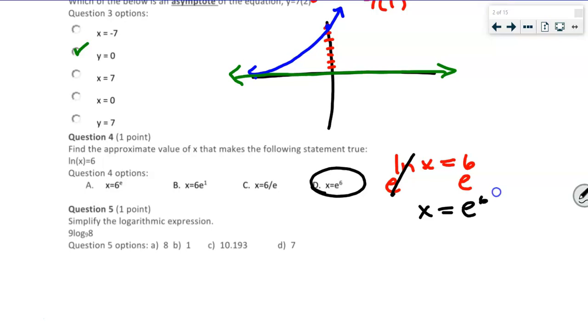The next one says simplify the logarithmic expression. So this one says 9 to the log base 9 of 8. And when we have out front the same thing that is the base, they are going to cancel each other out. So that means these two cancel, 9 to the log base 9 cancels itself out. So we're left with the 8. So the answer here was 8.